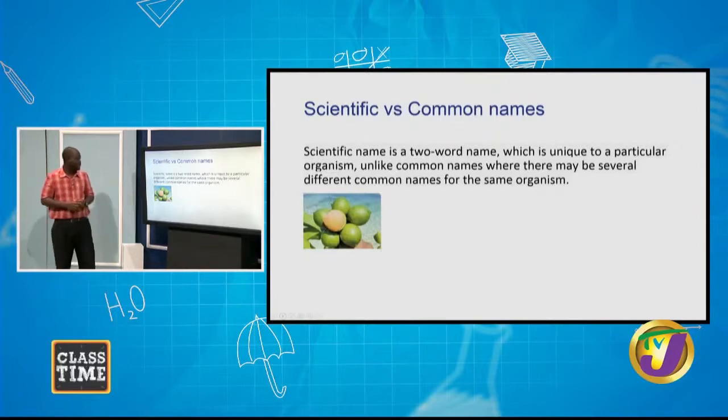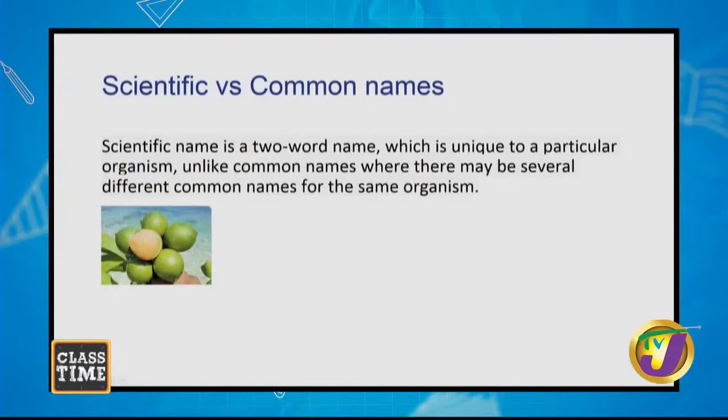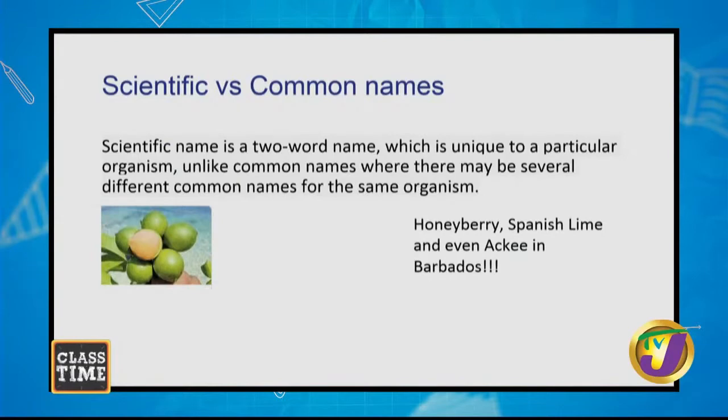So in Jamaica, we know this as guinea. But if you go to some other areas, they call the same thing honeyberry. They call it Spanish lime. And in Barbados, it is known as ackee. And that is why scientists do not refer to organisms by their common name, because the common name changes according to the culture or where the person is from.